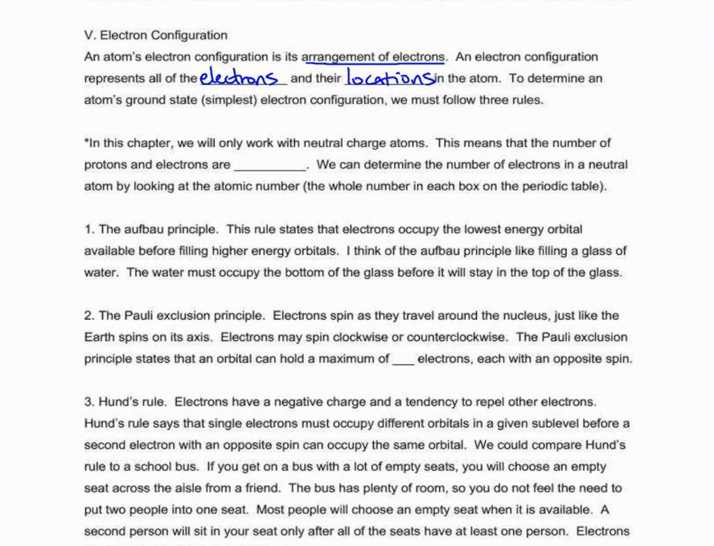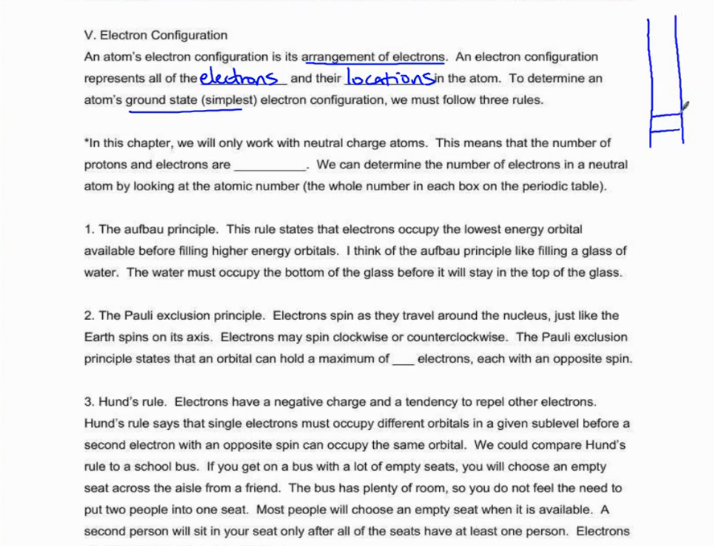So, to determine an atom's ground state, which is the simplest electron configuration, we have 3 rules that we look at. Now remember, before I get into this, let me explain the term ground state again. Remember with the Bohr model of the atom, there were these orbits, and the lower energy levels were closer to the nucleus, and the further you get away, the higher energy it is. I think of this type of thing like a ladder.